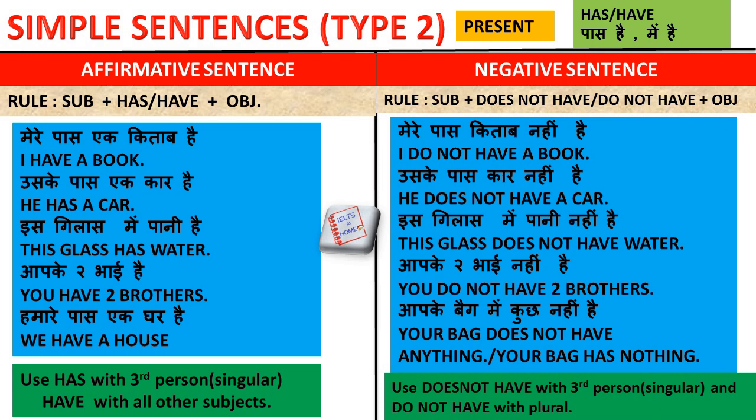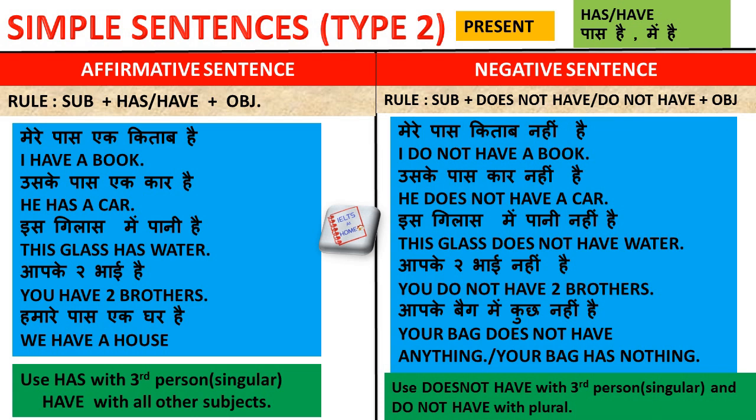In negative sentence, the rule is subject plus does not have or do not have, plus object. Here we use does not have with third person singular and do not have with plural. We are not using have not or has not because that is used in the tense, not in simple sentence. So in simple sentence, in present form, we use does not have or do not have. So you must note this main thing.